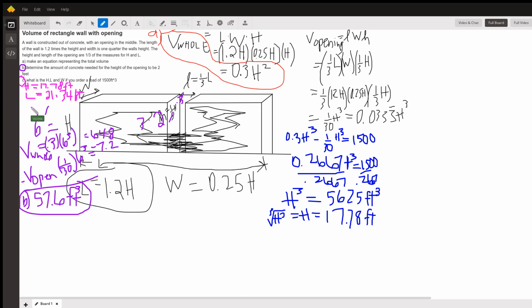And the width is 0.25 times the height. So we go back to our 17.78 and multiply it by 0.25. And so our width is 4.45 feet, if we're rounding. And that's all the answers.